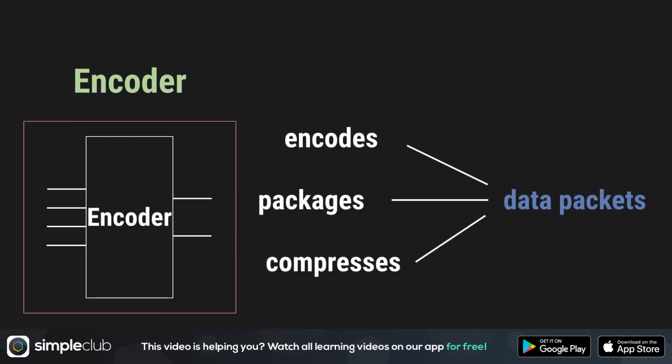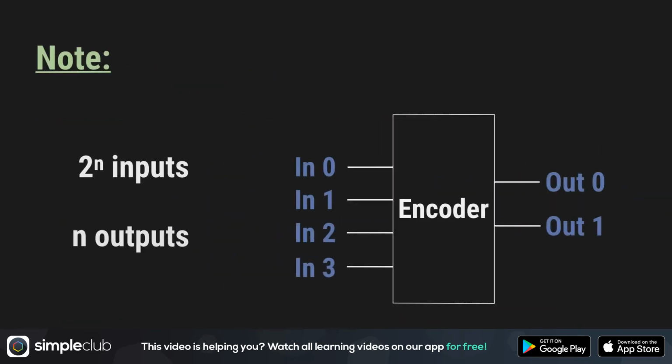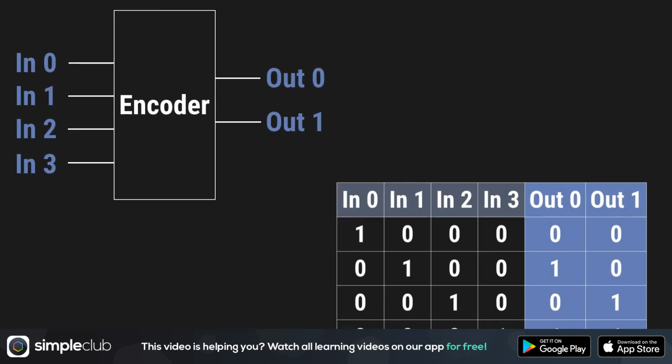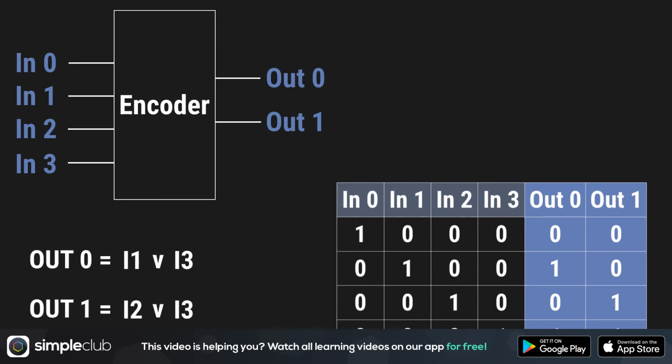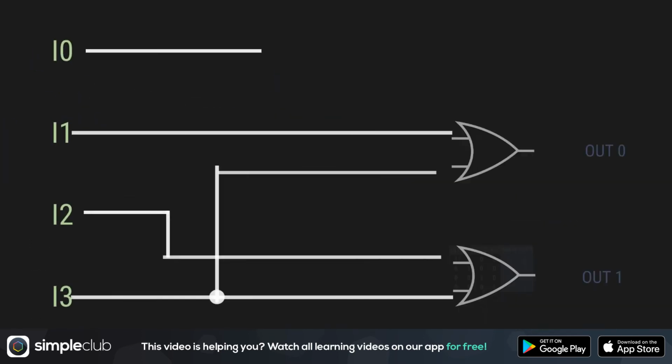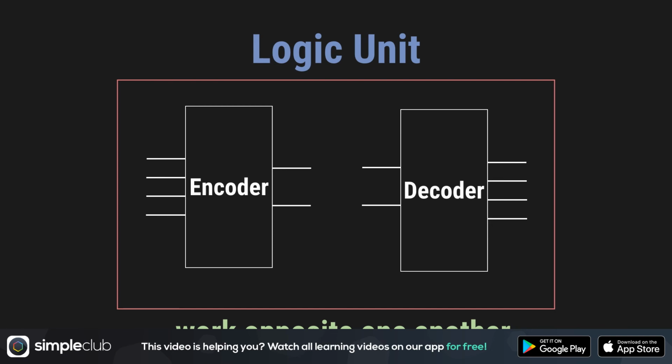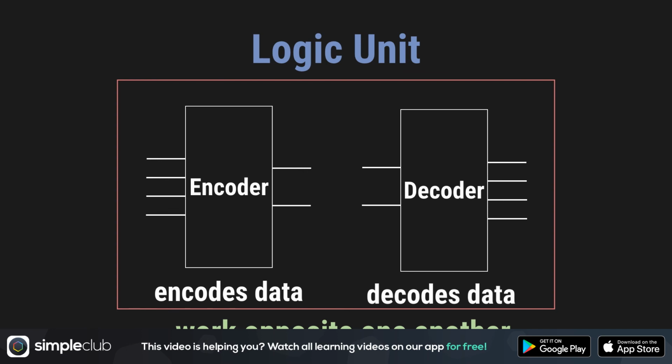Like a decoder, an encoder is a device that is capable of converting either analog or digital signals. Encoders are able to take things like data packages and encode, package, and even compress the signals. An encoder always has 2 to the nth power inputs and n outputs. In an encoder, one of the inputs always has a value of 1. The outputs always form an n-digit binary number. If you want to set it as a function, you just have to see which inputs lead to a true output and connect them using the symbol for OR. From there, it's easy to create a circuit using gates. Together, a decoder and an encoder form a logic unit, but they always work opposite one another, encoding and decoding data.